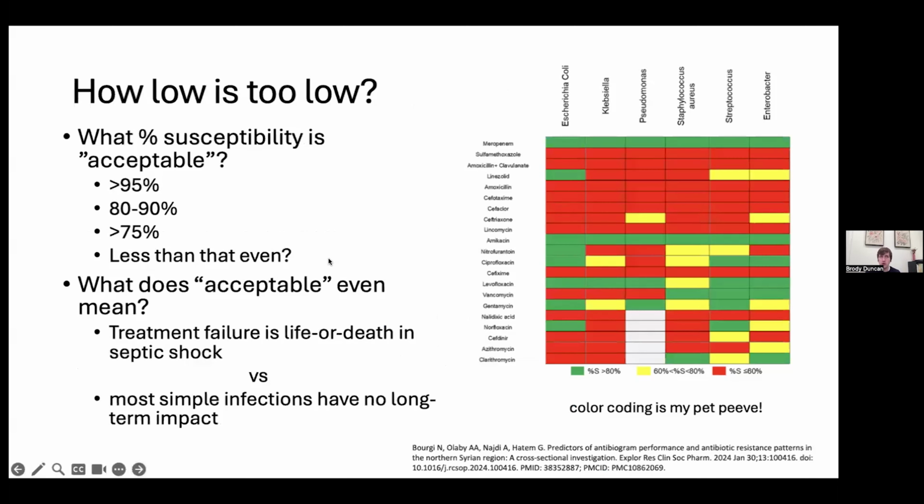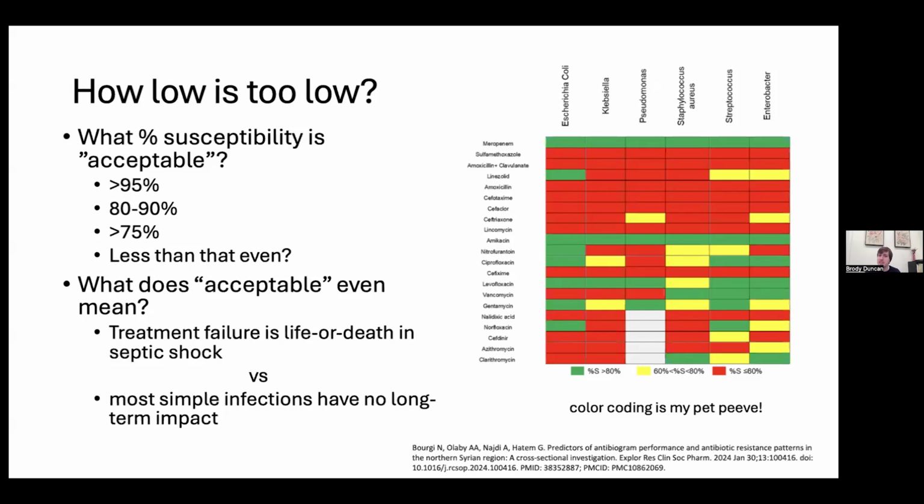Another question is, how low is too low? What percent susceptibility is acceptable? Is it more than 95%? Is it in that 80 to 90% range? Is it more than 75%? Is it less than that? And what does acceptable even mean, right? For different patients, the word acceptable might mean different things, right?